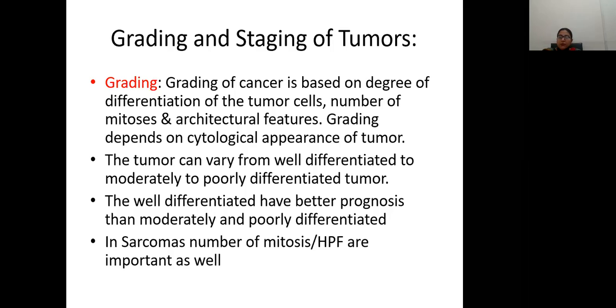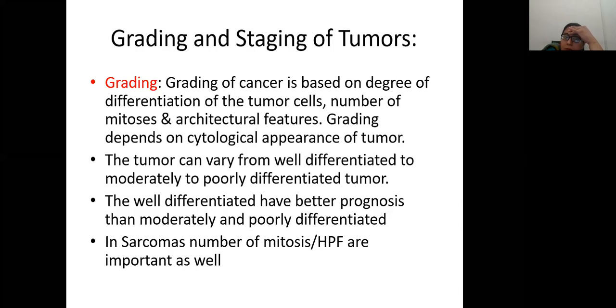The tumors can vary from well-differentiated to moderately differentiated to poorly differentiated tumors. The well-differentiated have a better prognosis than moderately and poorly differentiated. In sarcomas, the number of mitoses per high power field is important as well. There, beta, grading is basically dependent upon the differentiation, mitoses, and the architectural features. Okay, if anyone asks what are the features which impact grading, it is basically the differentiation of the tumor cells, the number of mitoses, and architectural features.